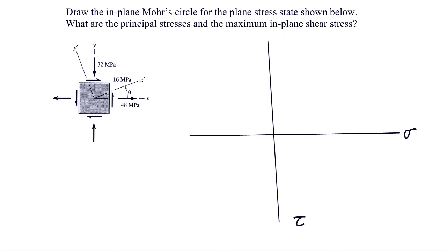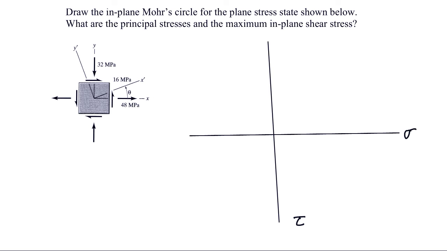In this example, we're given a state of plane stress. We know sigma x, sigma y, and tau xy. Based on those numbers, we're asked to find what the maximum in-plane shear stress is and the principal stresses, and base all that on drawing the Mohr circle.